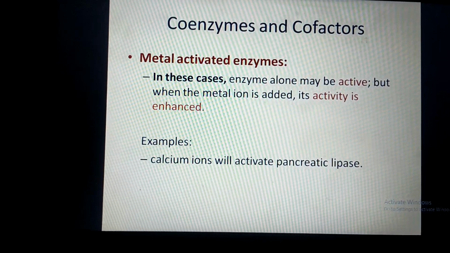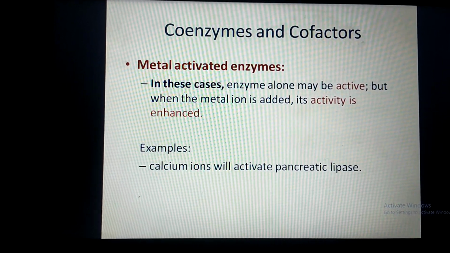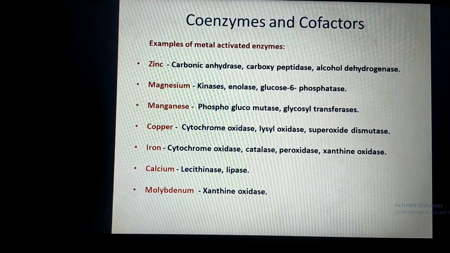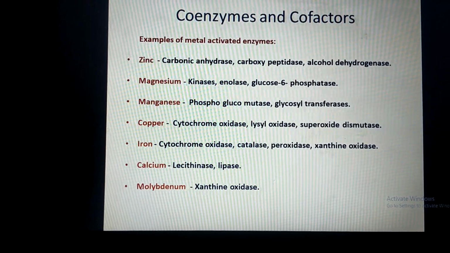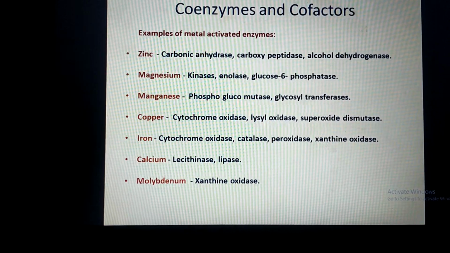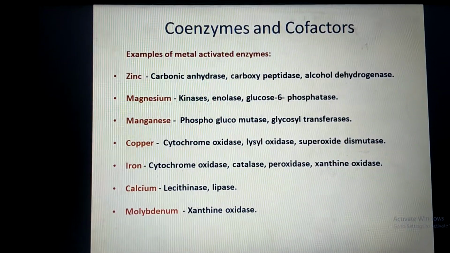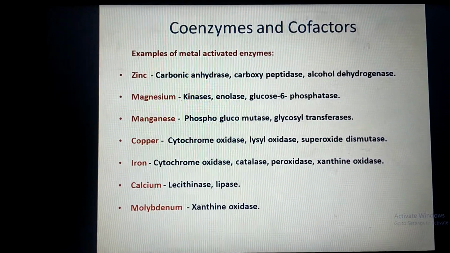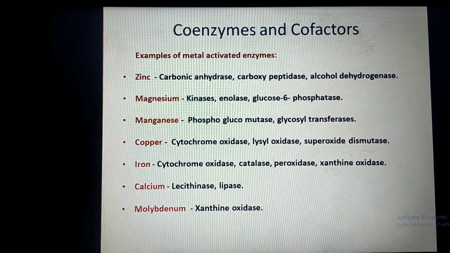For example, calcium ion activates pancreatic lipase. Other examples of metal activated enzymes: zinc is a metal ion which activates the enzymes carbonic anhydrase, carboxypeptidase, and alcohol dehydrogenase. Magnesium activates the enzymes kinases, enolases, and glucose 6-phosphatase. Manganese activates phosphoglucomutase and glycosyl transferases.